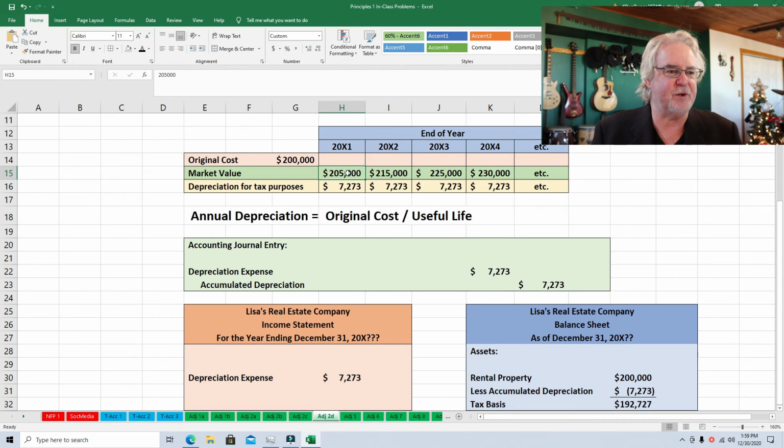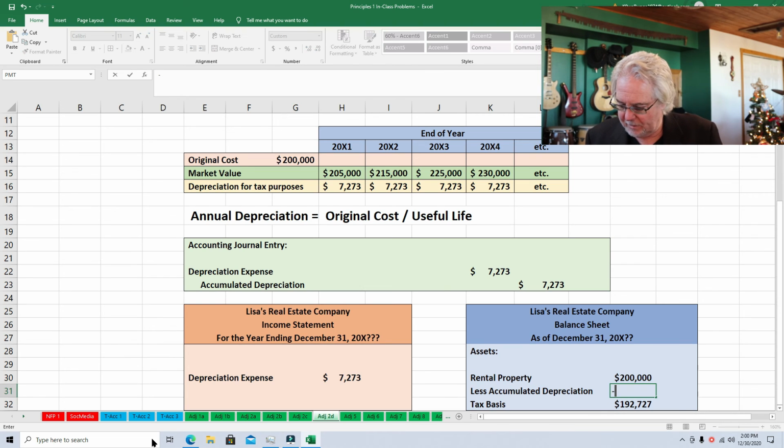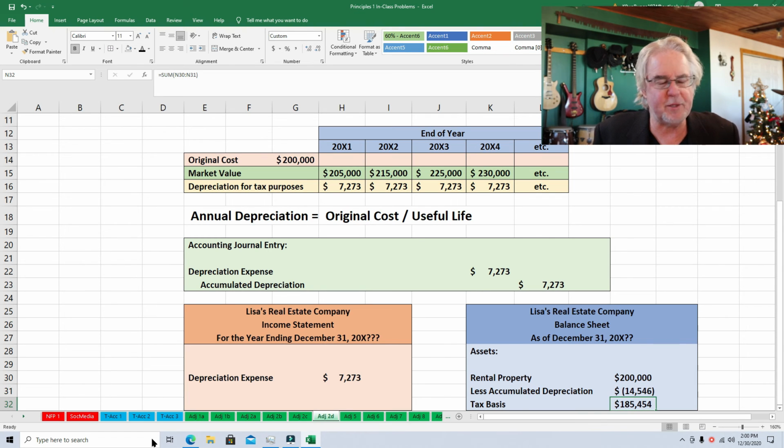Well, the same thing for 2002. The depreciation is going to be $7,273. Same old journal entry: debit depreciation expense, credit accumulated depreciation. And expenses go on the income statement. Your balance sheet's going to look like this, except this time here, it's going to be 7,273 times 2. There we go. So there's going to be the accumulated depreciation for the second year. All I did was add up the 2 years here, 7,273, times 2, basically.